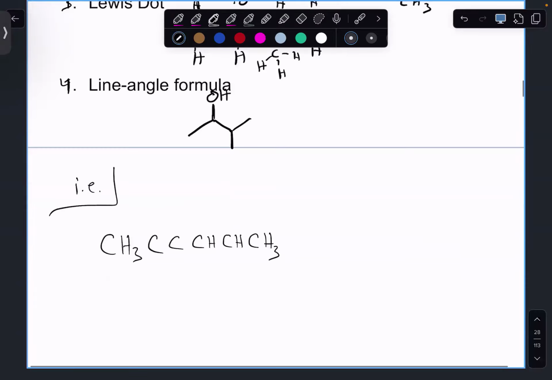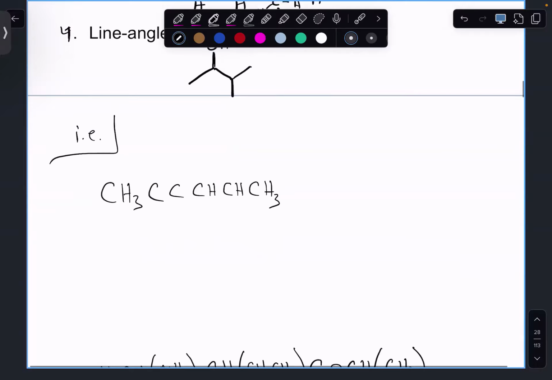Okay, so let's go ahead. Why don't you do this one? So you're going to have to do 2 things here. First, you're going to have to figure out what's going on with the bonds. Draw out the Lewis structure of that. And then you're going to convert the Lewis structure to the line angle. Take just a couple minutes and see what you can come up with for that.